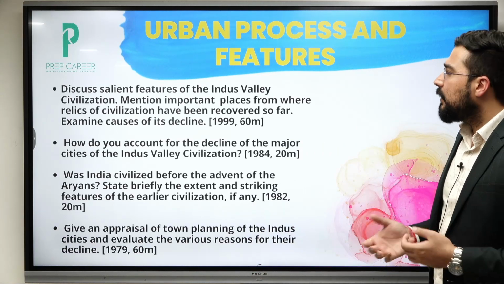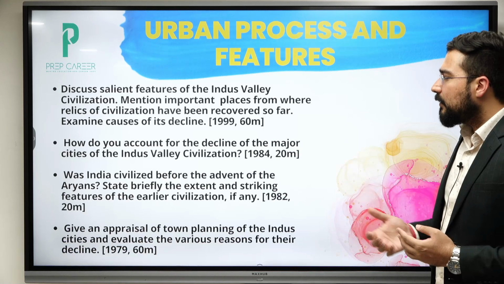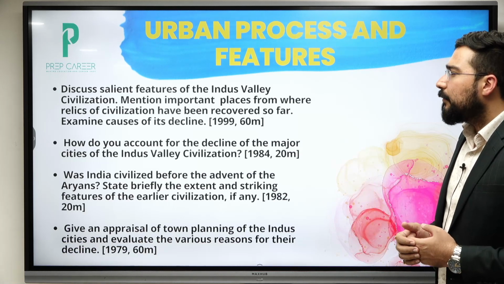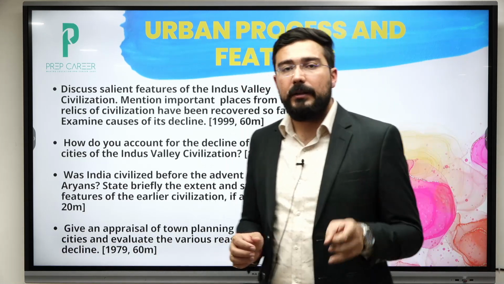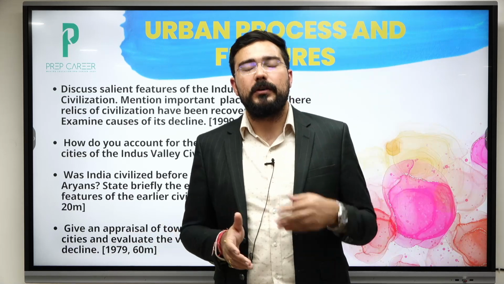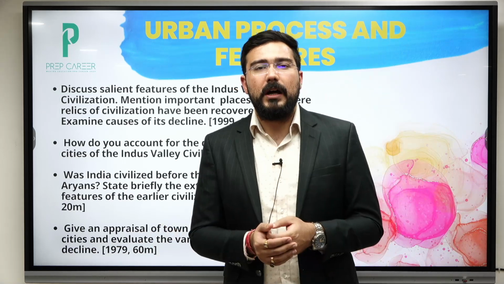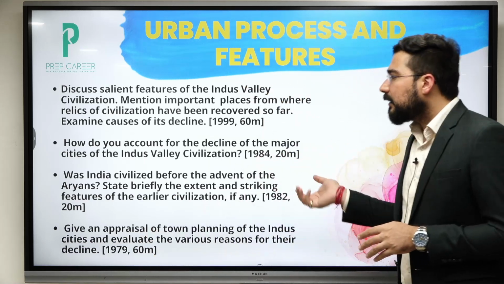Then we see the salient features of the Indus Valley Civilization. Mention the important places along with the reason for decline. Account for the decline of major cities. So a lot of focus on cities and their decline, because for different cities there were different reasons. If you see Mohenjo-daro, recurrent flooding. If you see Kalibangan, it could be earthquake or fire. So those cities, that's why they're asking for the different reasons.